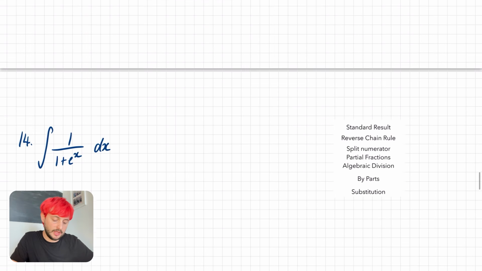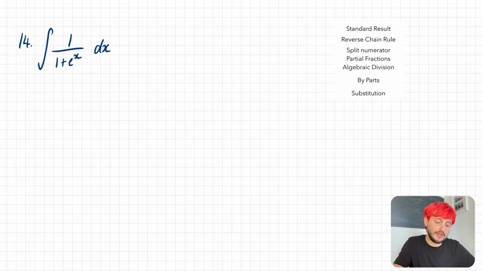Okay, question 14 that we've got here. When you look through the list of things that we've got, it doesn't appear that we can use any of these. So we do go for our last resort. Now, when I say last resort, it's only because I think substitution is one of the hardest ones. You can do substitution instead of reverse chain rule, for example. I just prefer to do reverse chain rule if we can, because it's so much quicker. This one is going to need to be substitution.